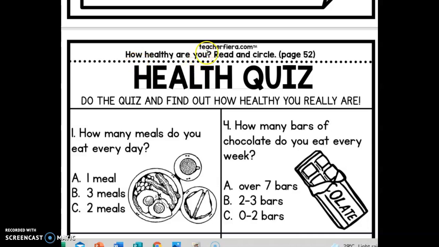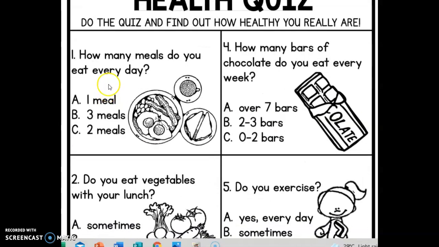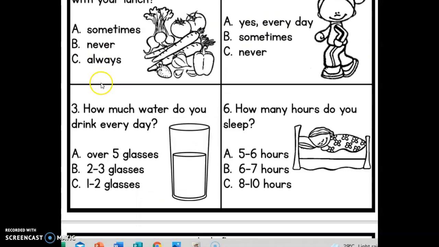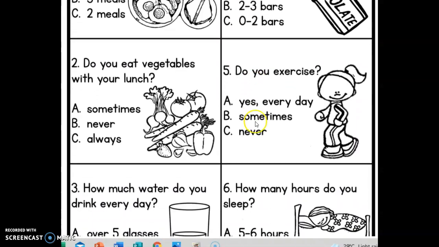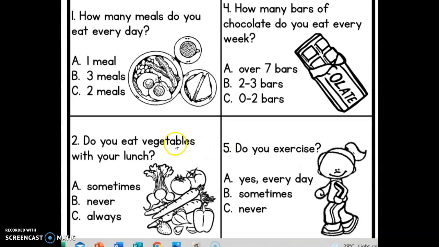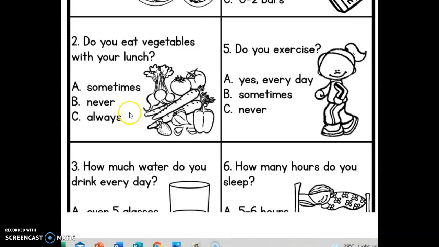How healthy are you? Read and circle. Page 52. So, I want you to do this health quiz. Tulis dekat dalam buku salin. Number 1, number 2, number 3, number 4, 5, 6. Salin lah. And then, awak pilih jawapan dia.